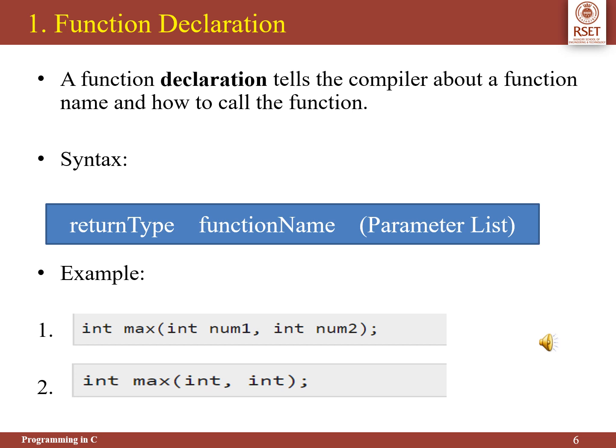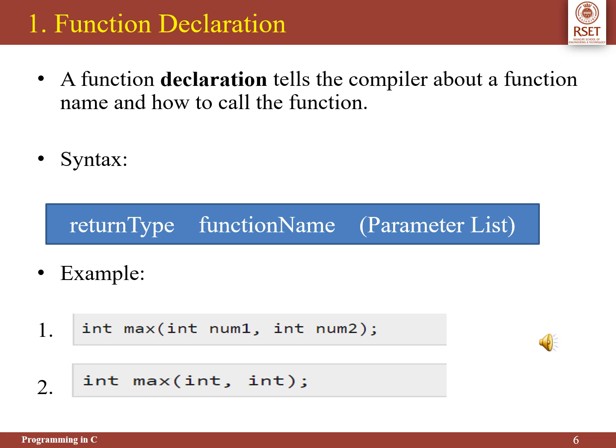The return type specifies the data type of the value that the function returns. Some functions perform the desired operations without returning a value. In that case, the return type will be void. Next is the function name, which is the name of the function given by the user.